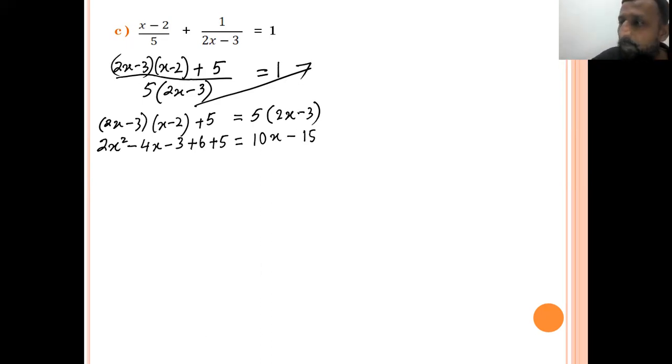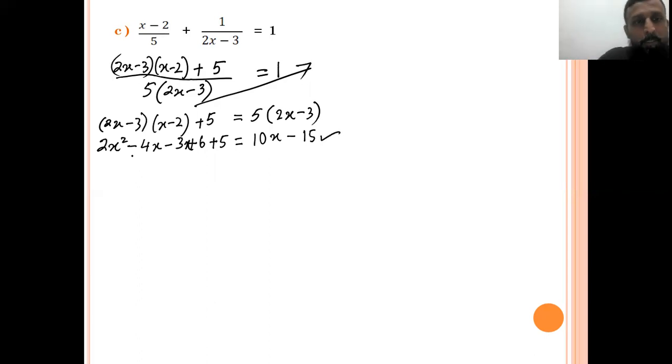Now, dear students, what can we do? We can bring all the numbers on one side and make it equal to 0. But before doing that, we can also simplify and add and subtract few numbers. So I'm repeating it again. What I did, I multiplied the brackets and I found 2x squared, then 2x into negative 2, negative 4x, then minus 3 into x, minus 3x, then minus 3 into minus 2 makes positive 6, plus 5 was already there. 5 into 2x makes 10x, and 5 into negative 3 makes negative 15.